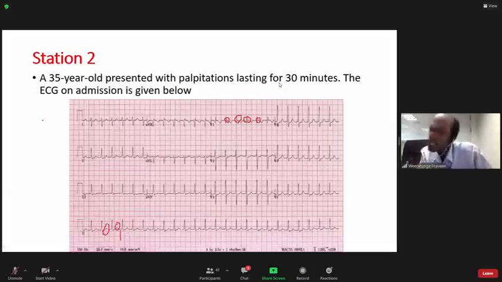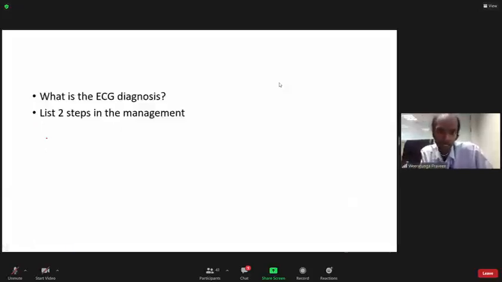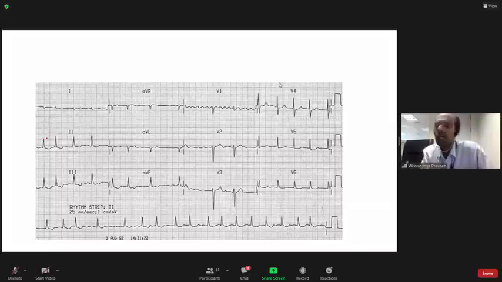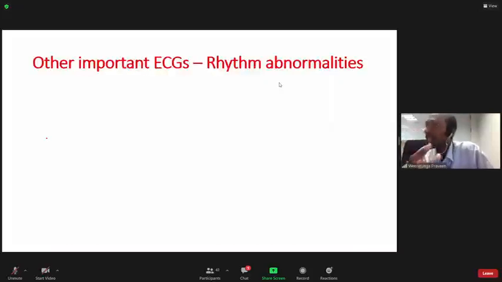So arrhythmias, definitely we get one ECG on arrhythmias, right? Some tachycardia, something you will get. Now, other ECGs, of course, are not included in this presentation, but complete heart block is a very common ECG that you will get. So please look at it, we did this when we talked about ECG. Complete heart block is a very common ECG that you will get. These are some other ECGs.